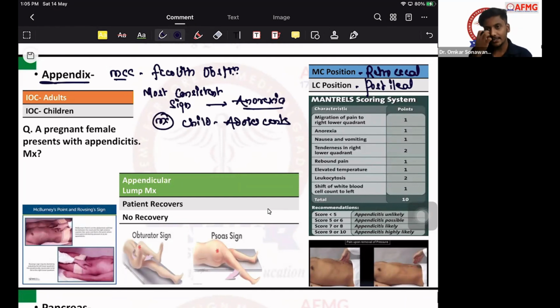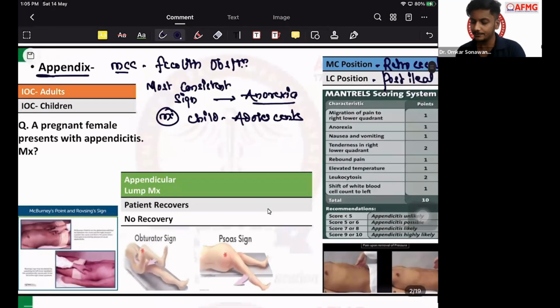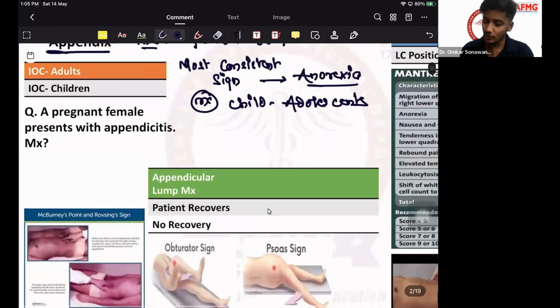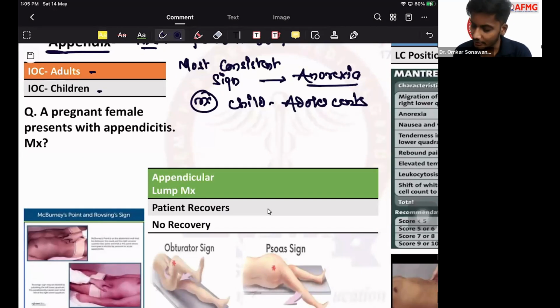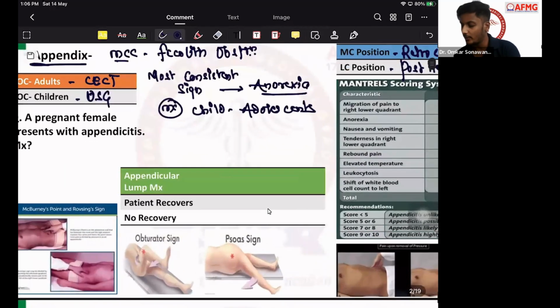Now please tell me, what is the investigation of choice for adults and what is the investigation of choice for children in cases of acute appendicitis? Anybody? For children it is ultrasound. Very good. For children it is ultrasound abdomen. Very good. For adults, Pooja, it is CECT abdomen. But the initial investigation would always remain an ultrasound abdomen, followed by CECT abdomen in adults also. The first line is always ultrasound, but in children we usually prefer doing an ultrasound only.